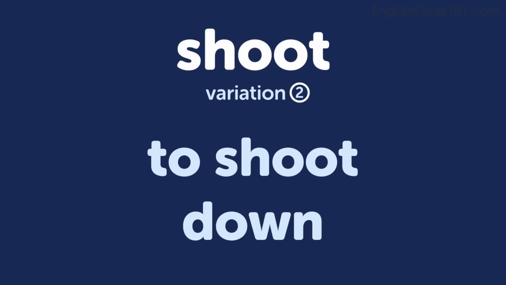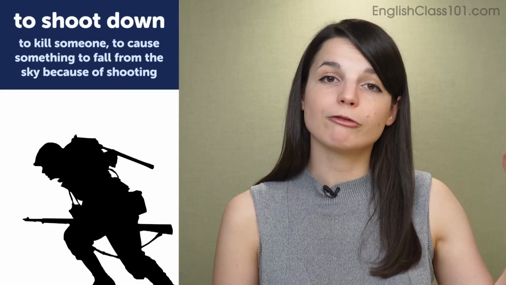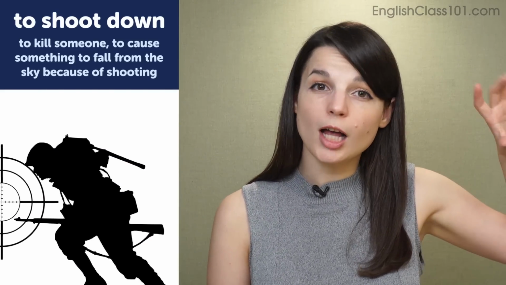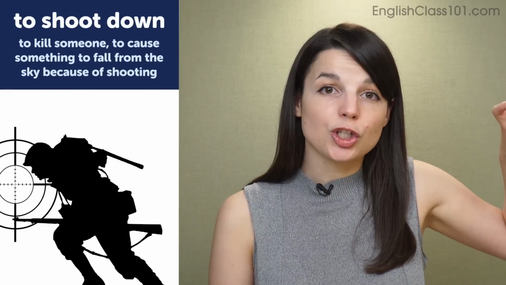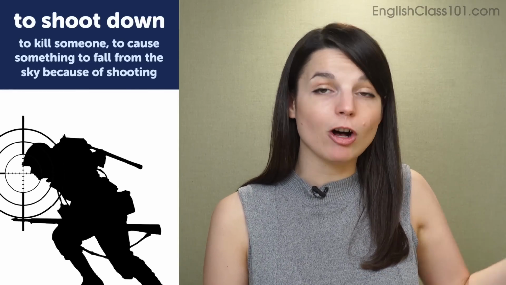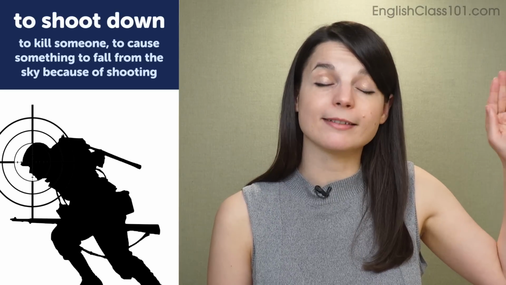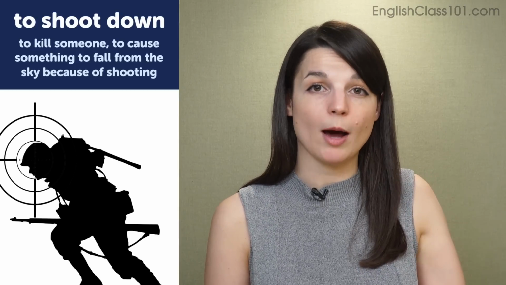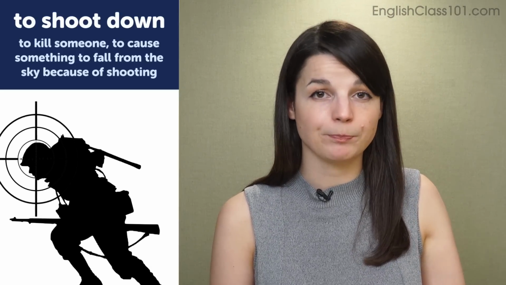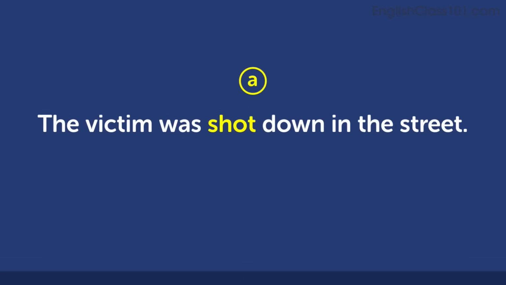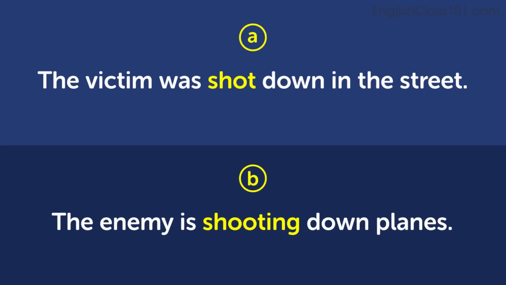The second meaning of to shoot down, however, refers to using a gun or some other kind of weaponry to cause a flying object to go out of the air and to fall to the ground. It can also mean to kill a person, usually from a standing position, and then they drop because they have been shot. Examples. The victim was shot down in the street. The enemy is shooting down planes.